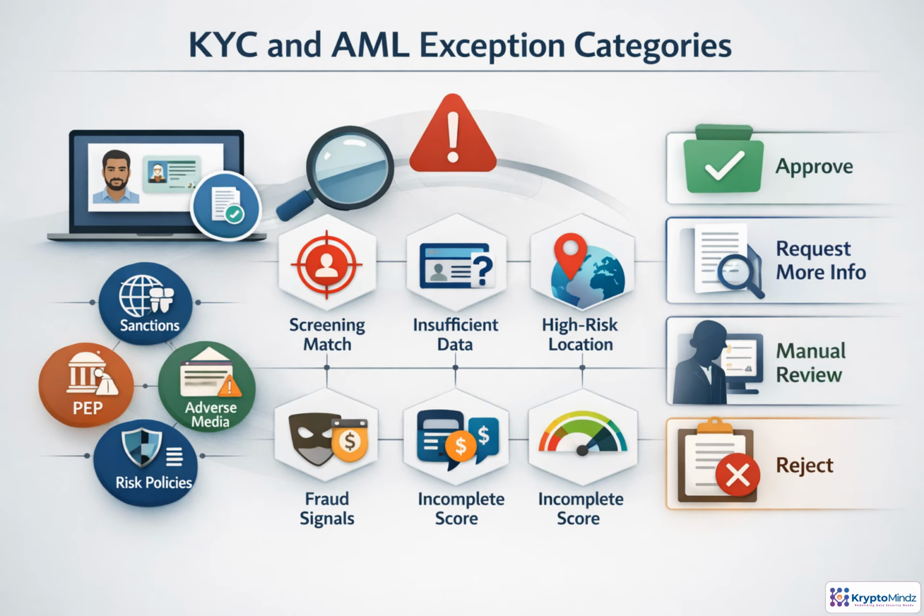Once identity data passes basic technical checks, the real work begins: applying KYC, AML, sanctions, and risk policies. Exceptions here don't always mean fail. They often signal uncertainty. Maybe there's a screening match, missing attributes, a high-risk location, fraud indicators, or an incomplete score. Your policy must define clear paths: when to auto-approve, ask for more data, escalate to manual review, or reject. And every outcome must be traceable back to rules and evidence.